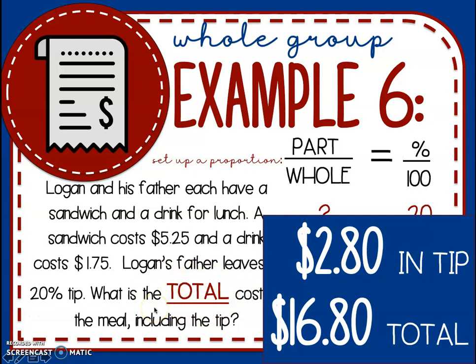Okay, total tells us to add. So we're going to have to add in the tip plus the $14 that they spent on the bill. So 14 plus 2.80 gives us $16.80. So again, just be careful looking for that word total. If it says total, you have to go back and take your answer and then add it to however much money they spent.